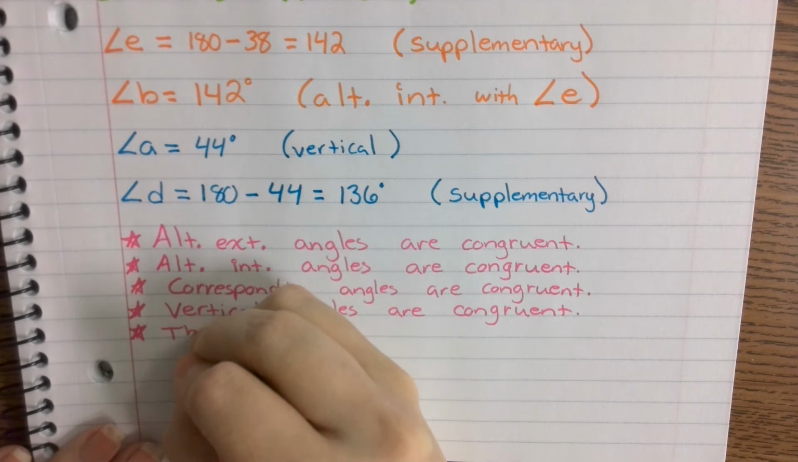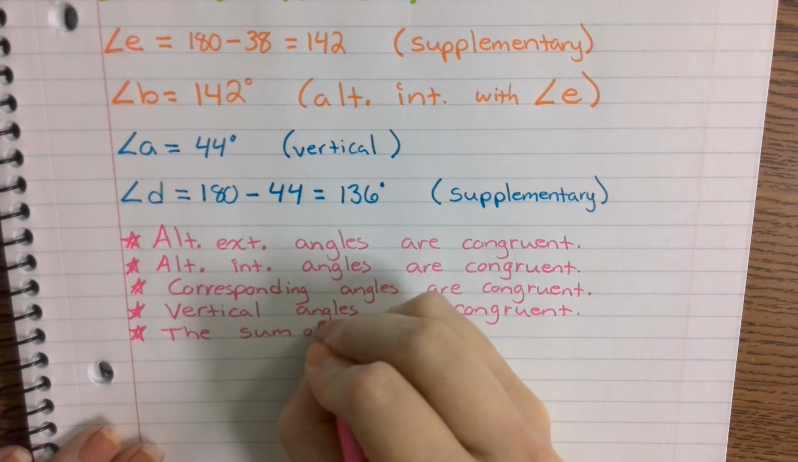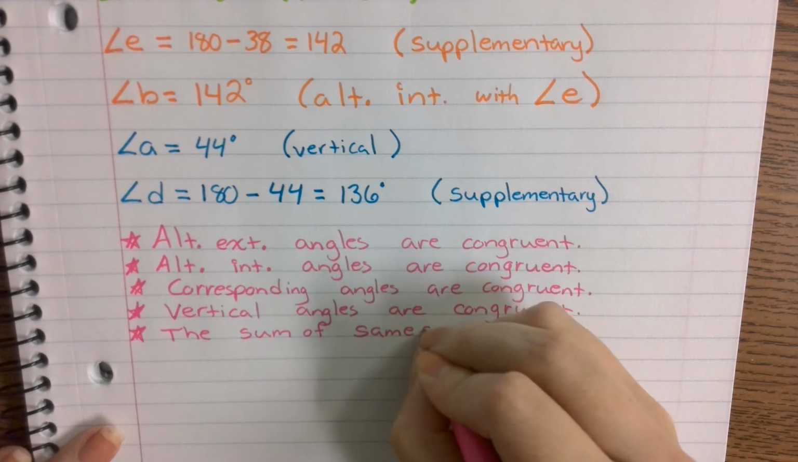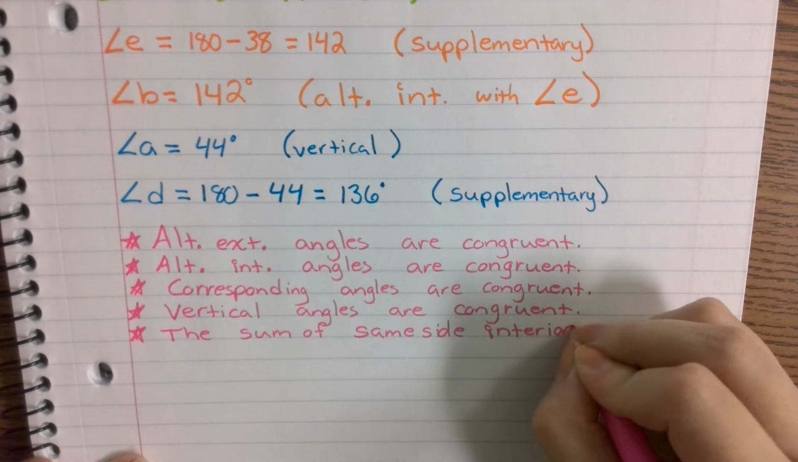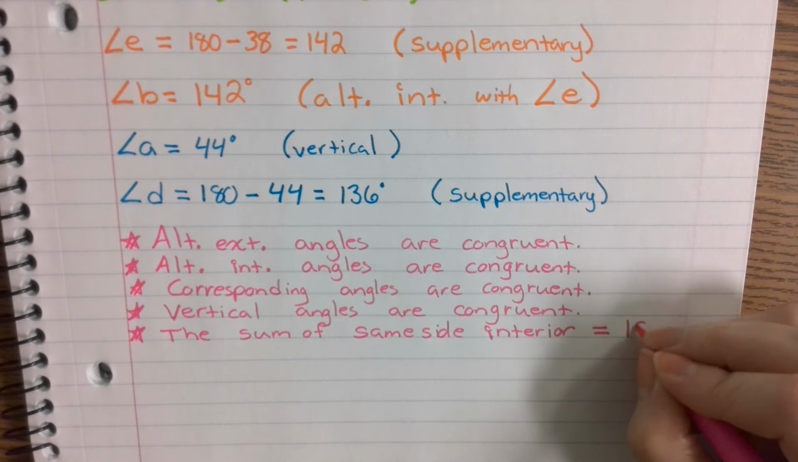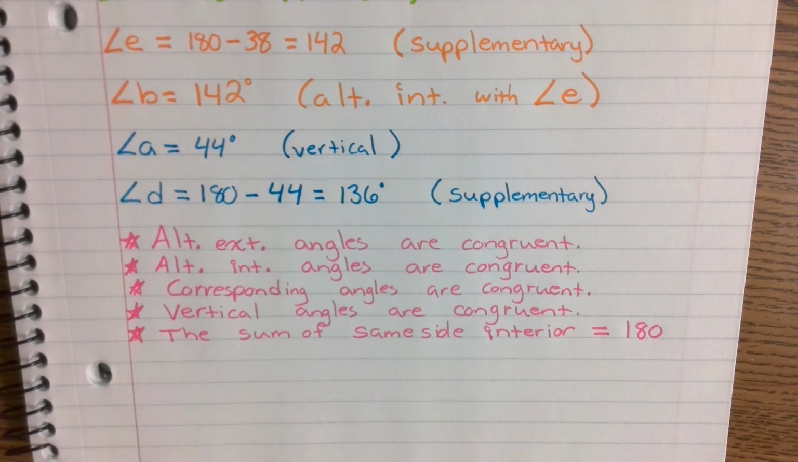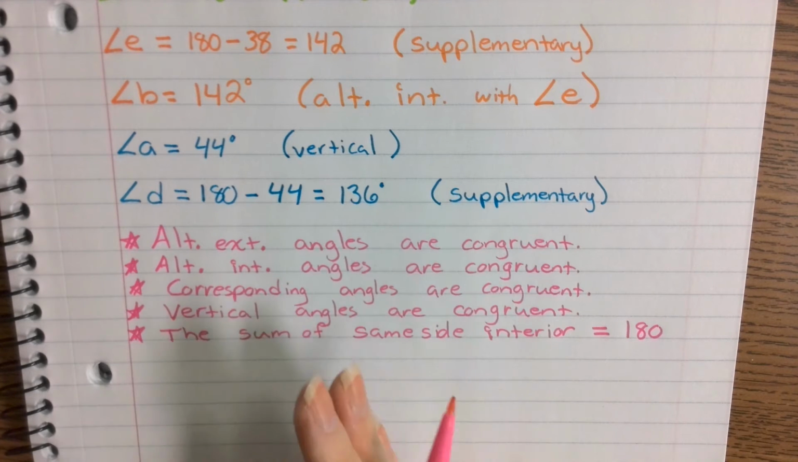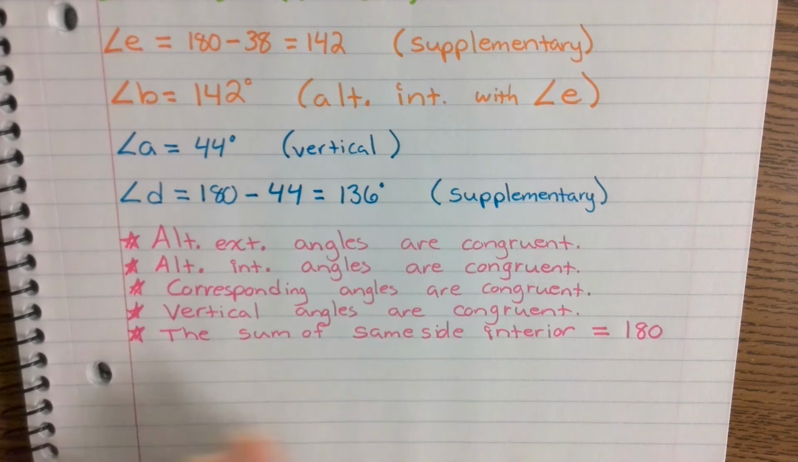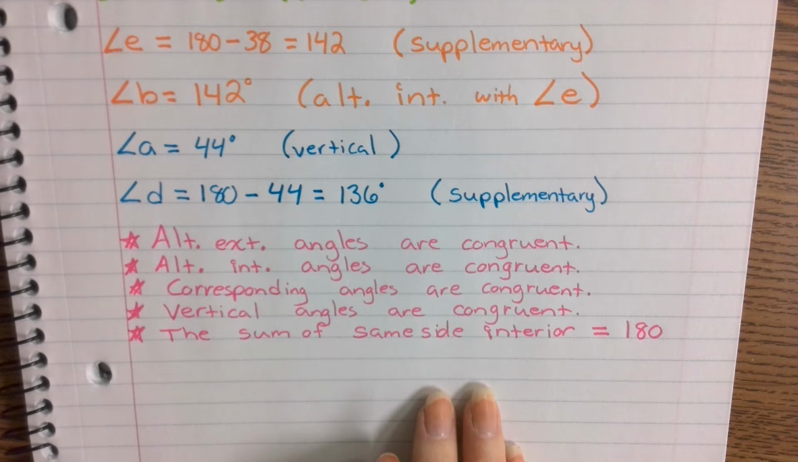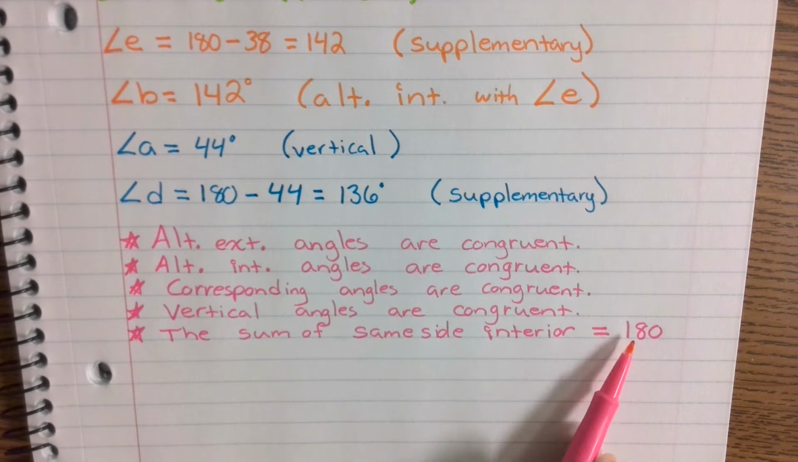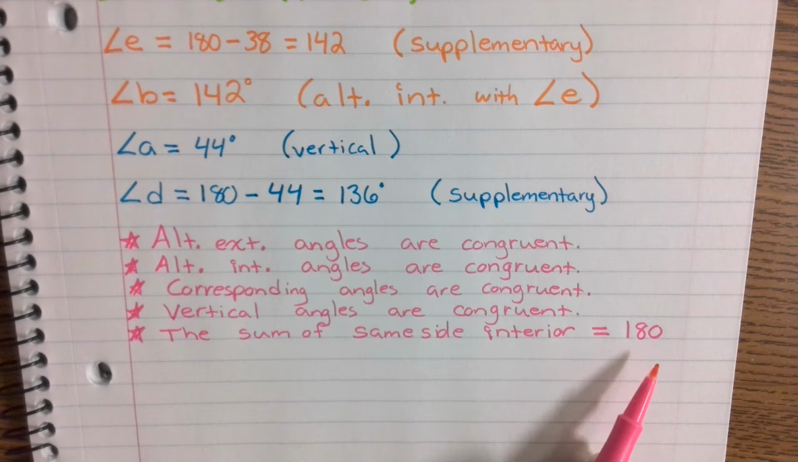The sum of same side interior angles, same side interior, is going to be equal to 180 degrees. When they're on the same side of the transversal, they're both on the left side of the transversal, and they're both in between or inside the parallel lines, that means you'd have one acute and one obtuse angle that will equal 180. It creates a supplementary set.